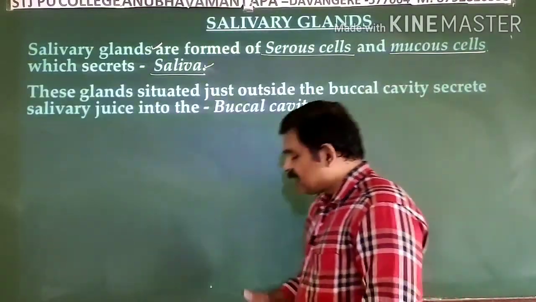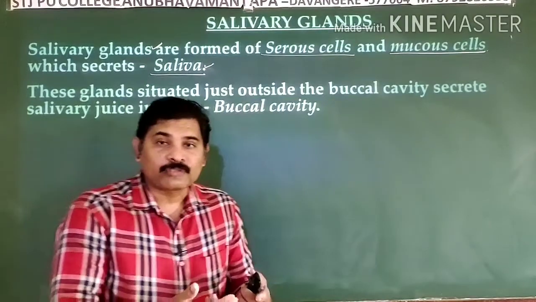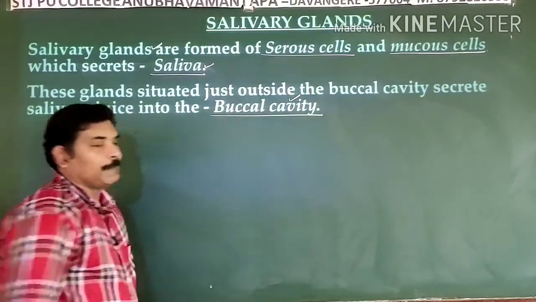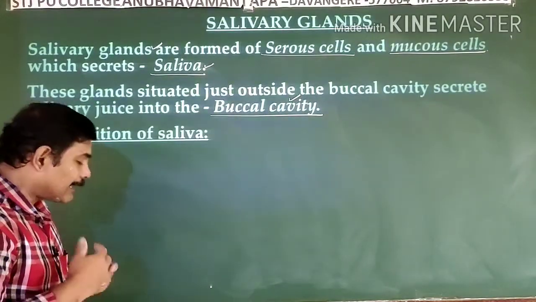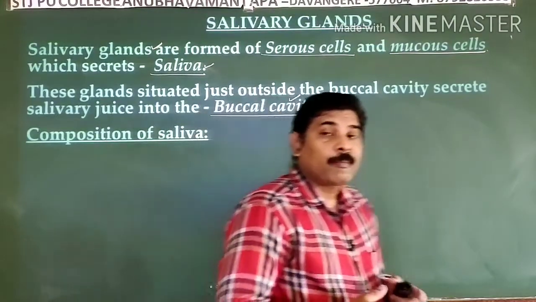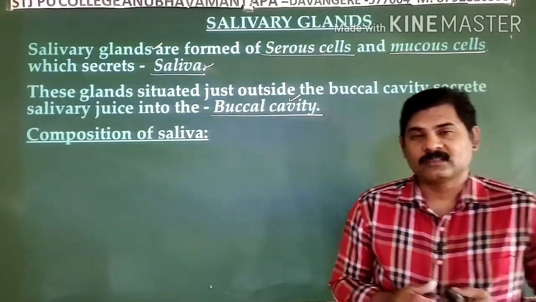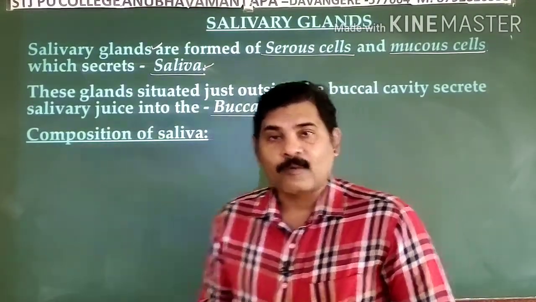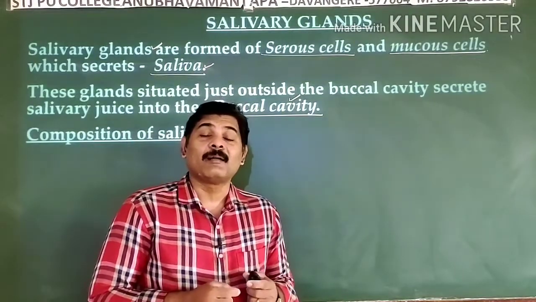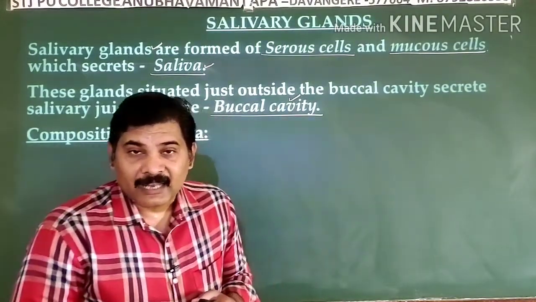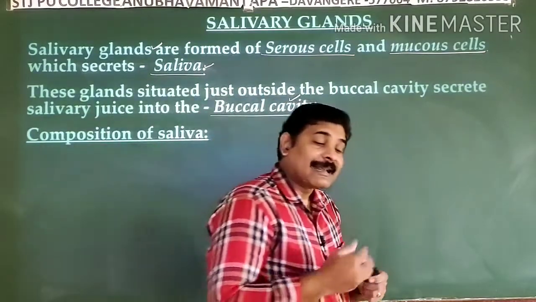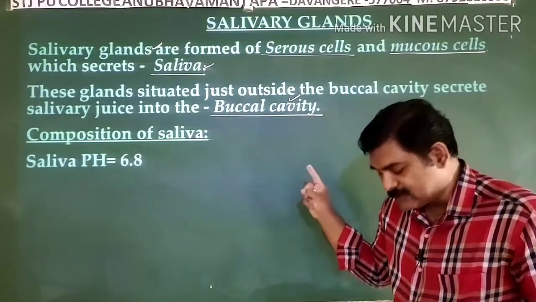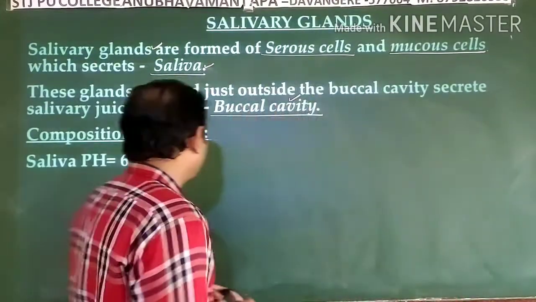When you see these salivary glands, as I said, they are present outside the buccal cavity and they open into the buccal cavity. And there, the composition of the saliva plays a very important role in the digestion process. When you see the components present within the saliva, it has various types of components. First of all, saliva is a bit acidic in its nature. The reason for that is it has a pH of 6.8. That is an important point.